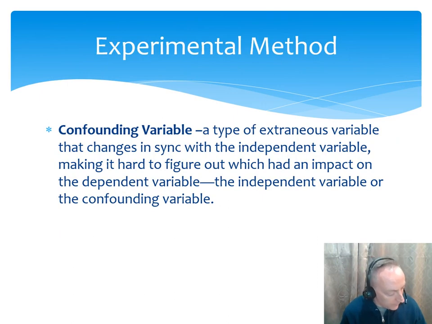There are various types of extraneous variables. A confounding variable is a particular type of extraneous variable. It's a variable that changes in sync with the independent variable that makes it really hard to figure out what really had the impact on the dependent variable. Was it my independent variable, what I manipulated, or was it this confounding extraneous variable?